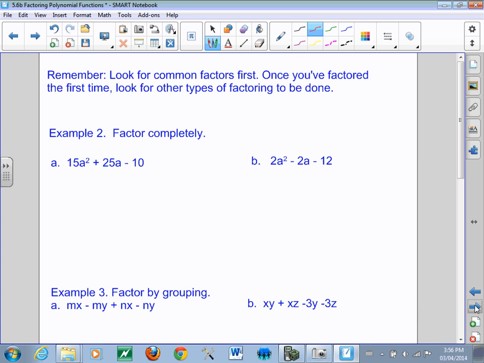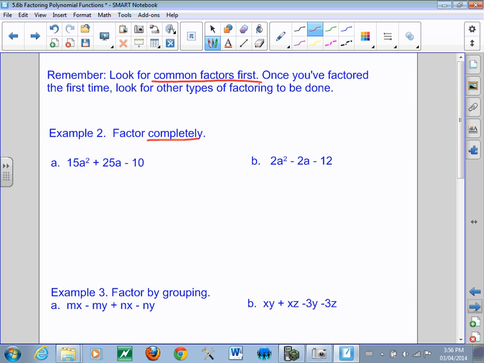Now our second page just says, remember to look at common factor first. I've been asking you that all along. And once you factor the first time, look for other types of factoring to be done. So let's take a look. Factor completely. Also, it gives you an indication that you might have to do more than one factoring.